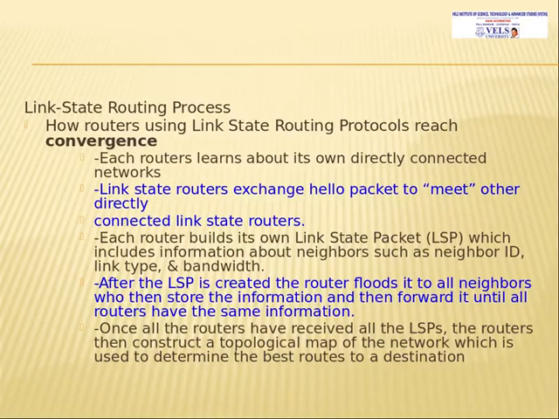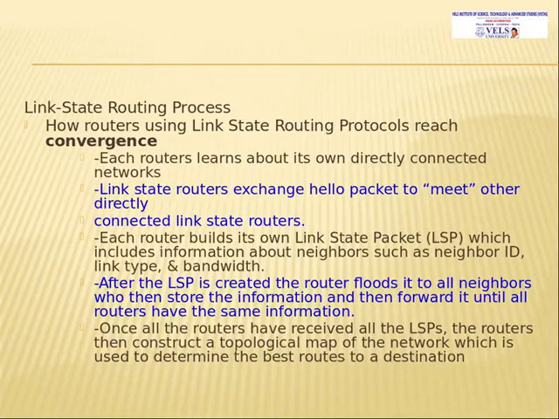After the LSP is created, the router floods it to all neighbors. So the LSP is created by the router, and then it floods it to its neighbors, who then store the information and forward it to the next router, whatever neighbors are present next to that router. Once all the routers have received all the LSPs, each router then constructs a topological map of the network, which is used to determine the best route to a destination.